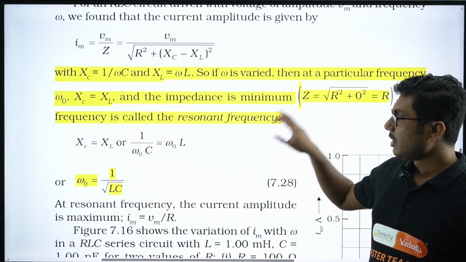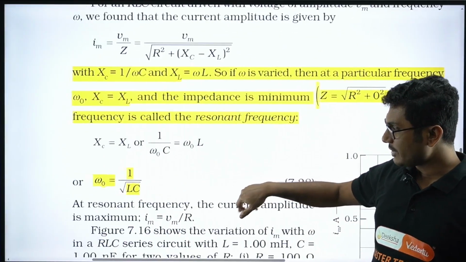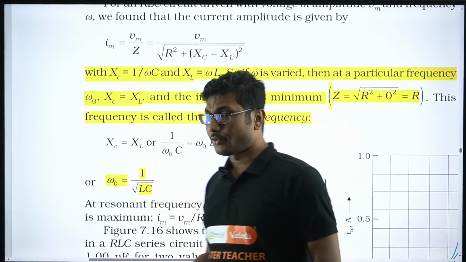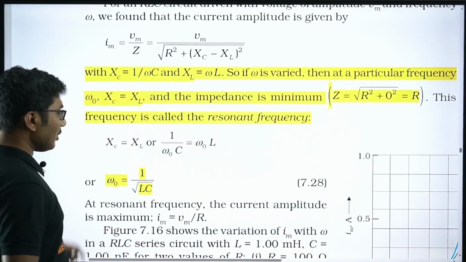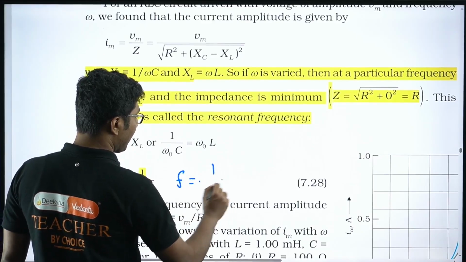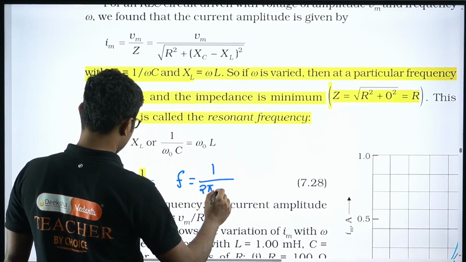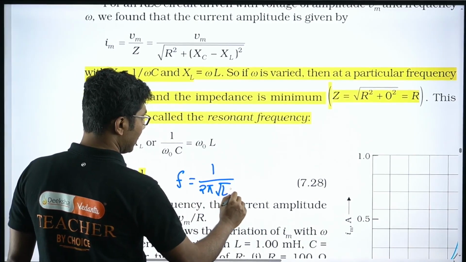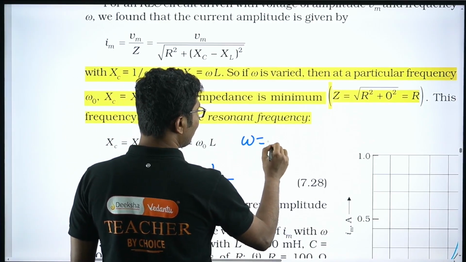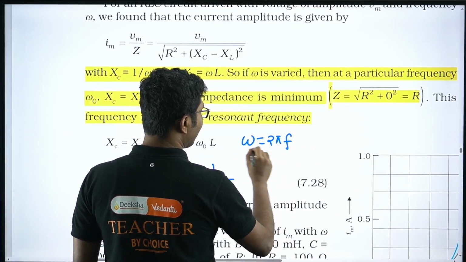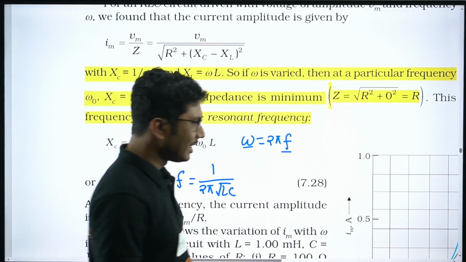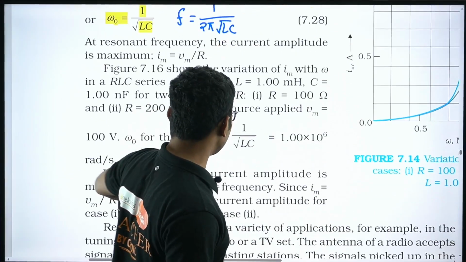That is called a resonance frequency, and the angular frequency is given by 1 by square root of LC. In the exam, you will be asked to find the actual frequency, which is 1 by 2 pi square root of LC. You need to remember that omega is equal to 2 pi f. This is the relationship between angular frequency and actual frequency. Basically we say angular frequency, but this is actually angular velocity.